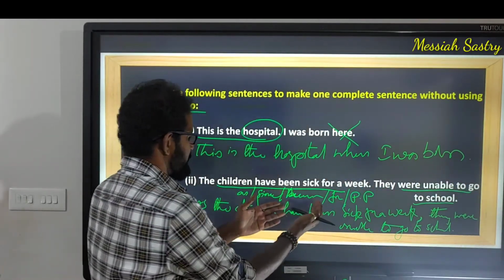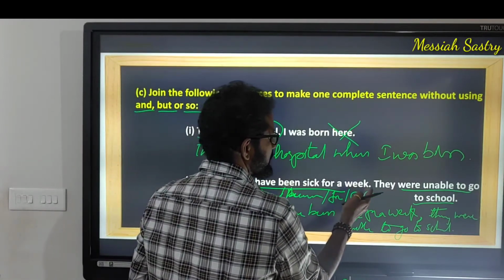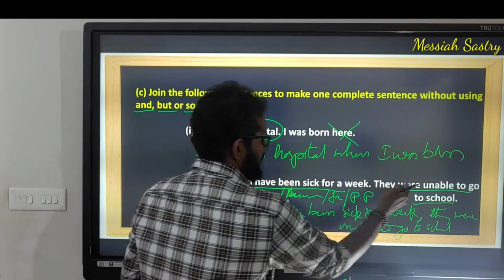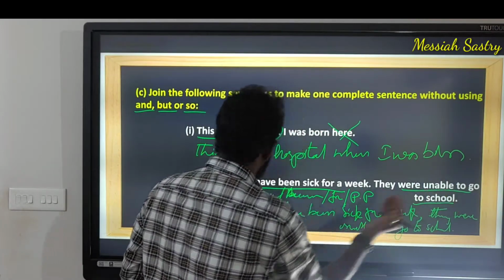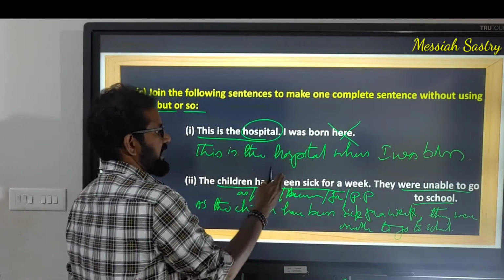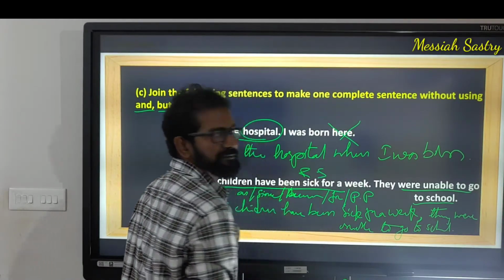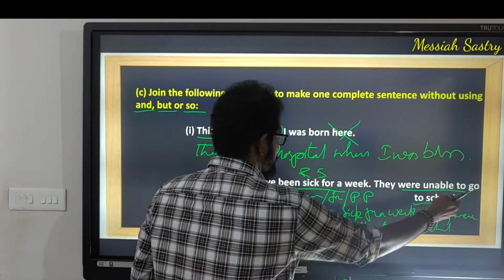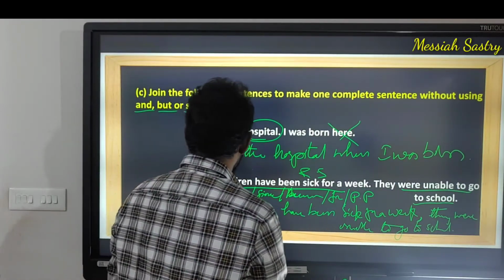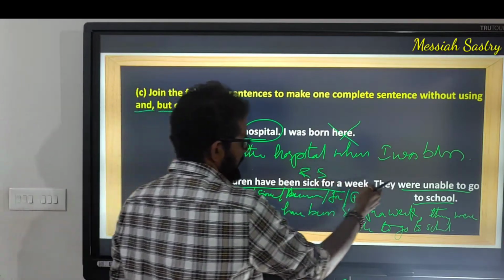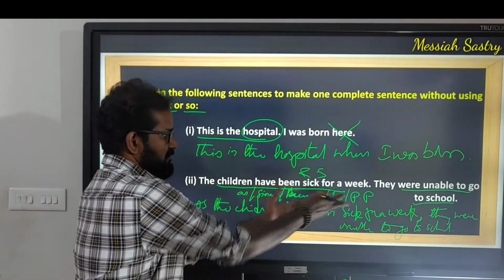We can also use because. They were unable to go to school because the children have been sick for a week. So this is a reason sentence. We can also use for. For the children have been sick for a week, they were unable to go to school. Just like as and since, we use for.